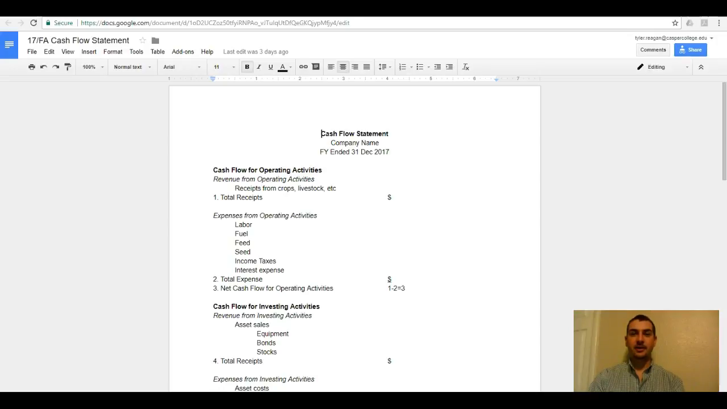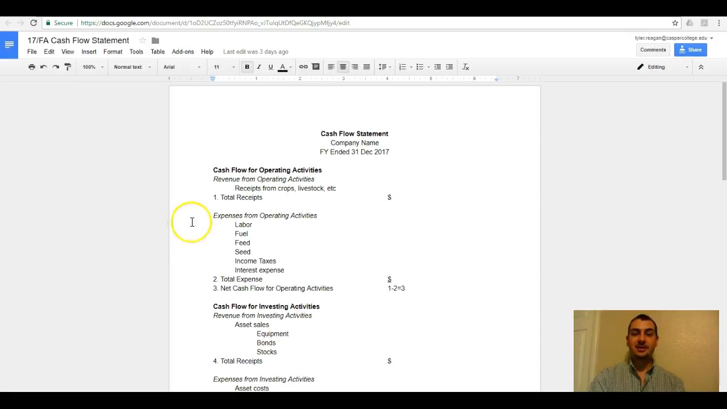In this week's assignment, you're going to have to create a cash flow statement. A cash flow statement is one of the three main financial statements often found in business. It tracks the cash receipts and the cash expenses associated with a business within, say, a given fiscal year or a given time frame. It is broken down into three main sections.